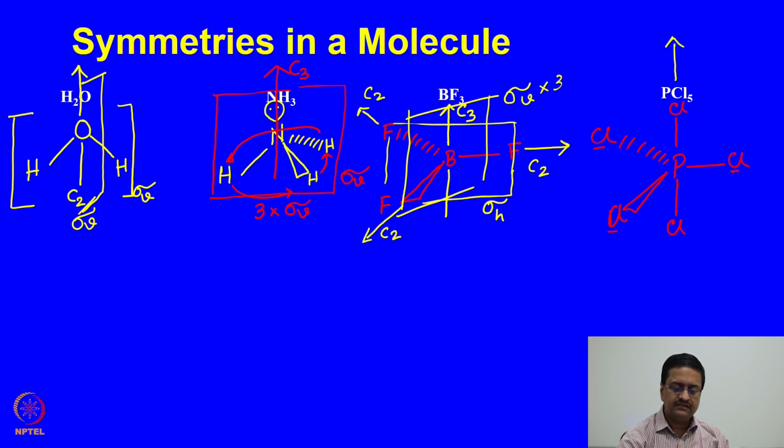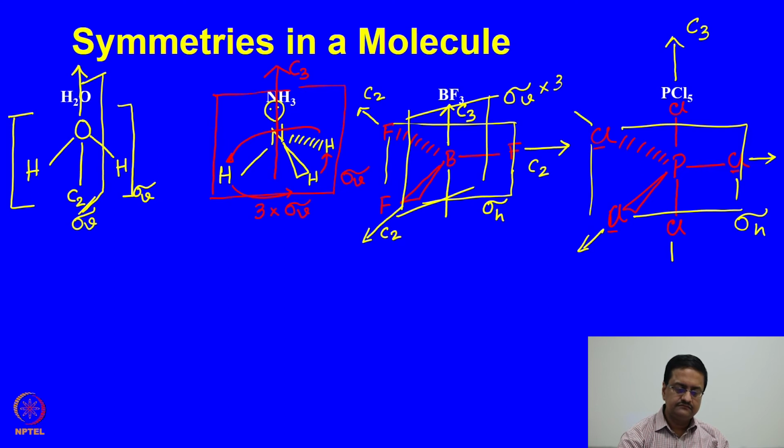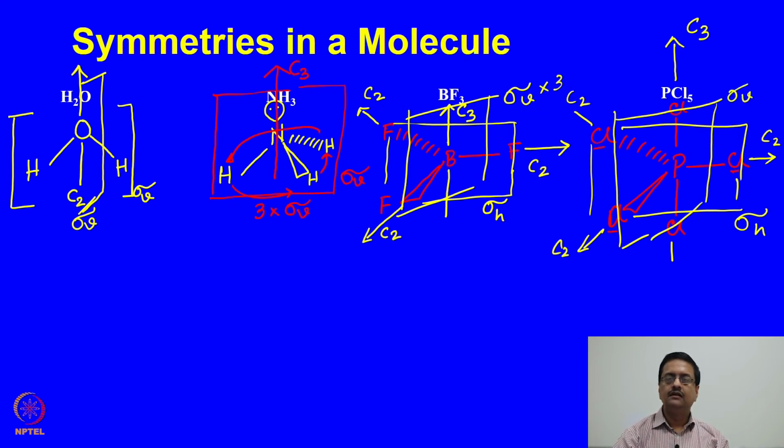Of course, there is a C3. The plane of the molecule is the sigma H. These axes are all C2s, and there are 3 sigma V's, just like the BF3 molecule.